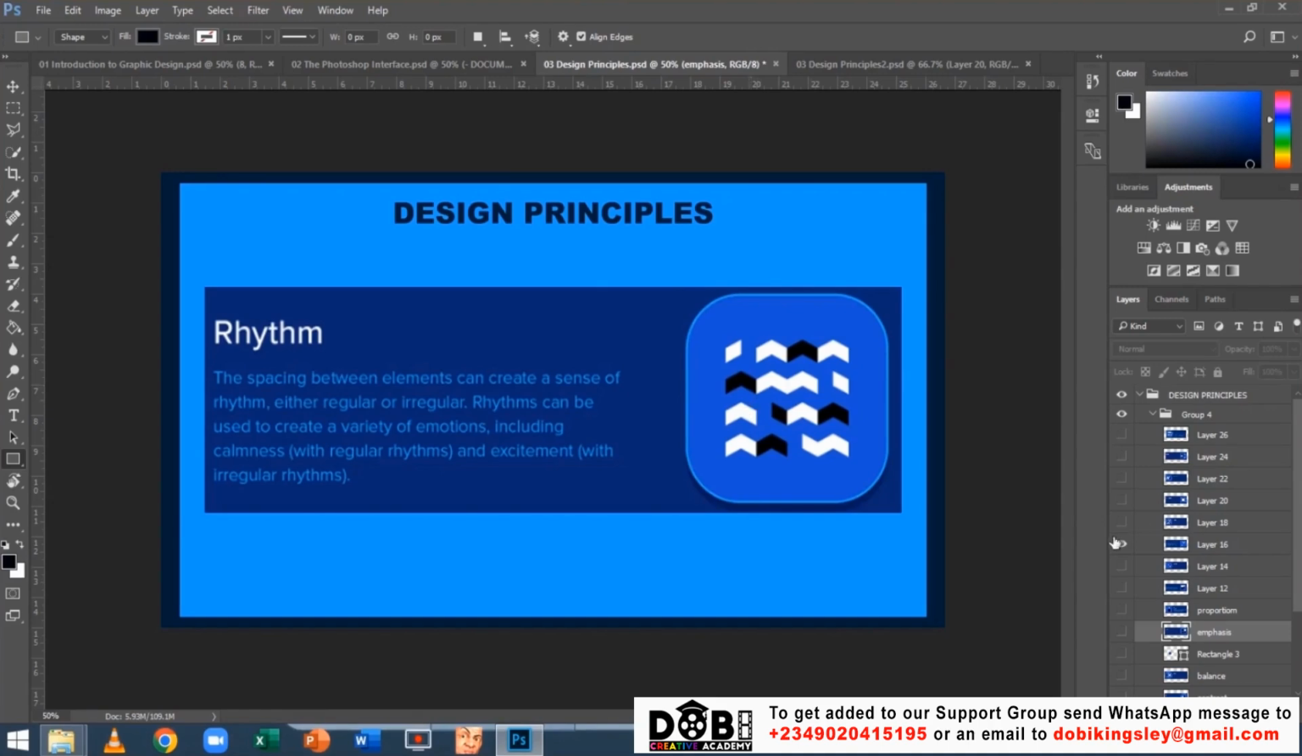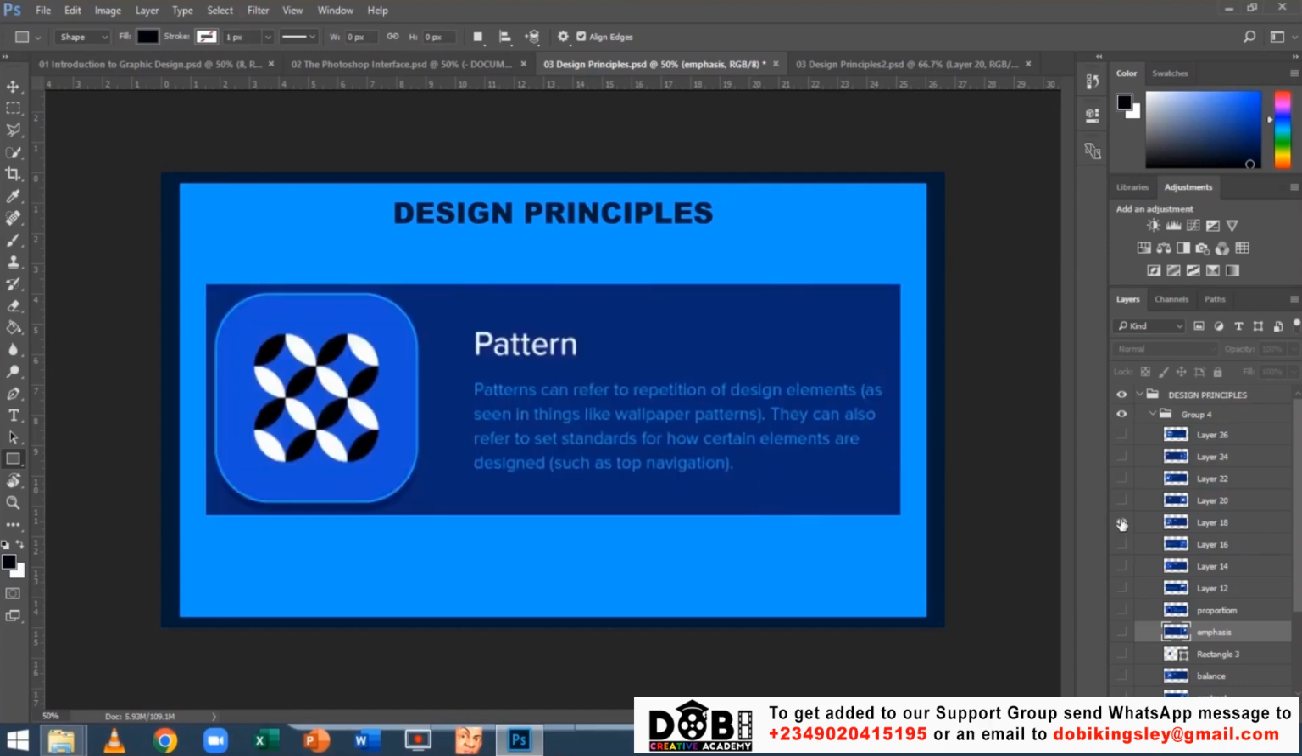The next principle is pattern. Pattern generally just refers to repetition of design elements. So repeating design elements make up patterns. And somehow we love patterns. Our brain loves patterns. We can find patterns all around us: clothing, backgrounds, textures and stuff. They can also refer to set standards for how certain elements are designed.